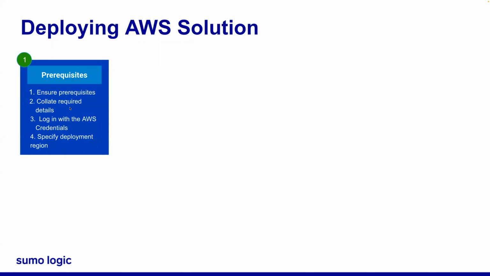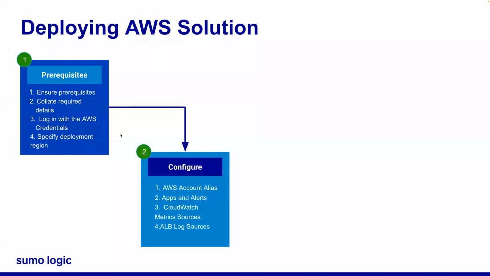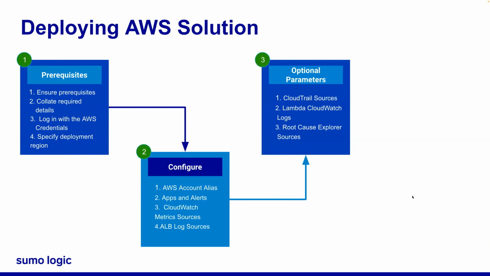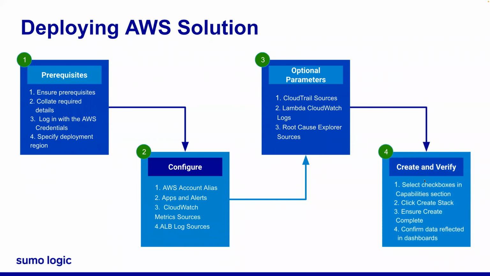That's perfectly fine. Once we provide the values to set up the AWS observability apps, we're going to configure everything: set up the account alias, specify the CloudWatch metric sources, specify the log sources, things like that. We're then going to set up the parameters to point to the AWS CloudTrail sources, the Lambda data, and the root cause Explorer sources. And finally, once that's all entered into the template, we're going to create and verify. We will create the AWS stack where all those resources are specified in the template, and then confirm the data is being reflected in the dashboards that can then be shared.